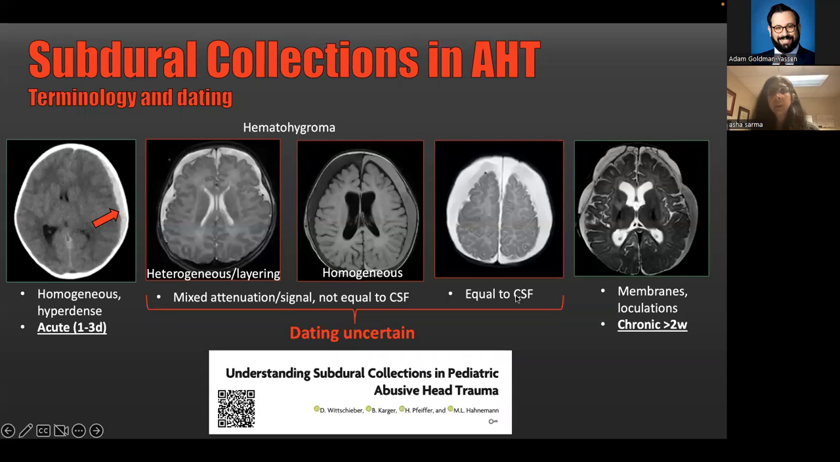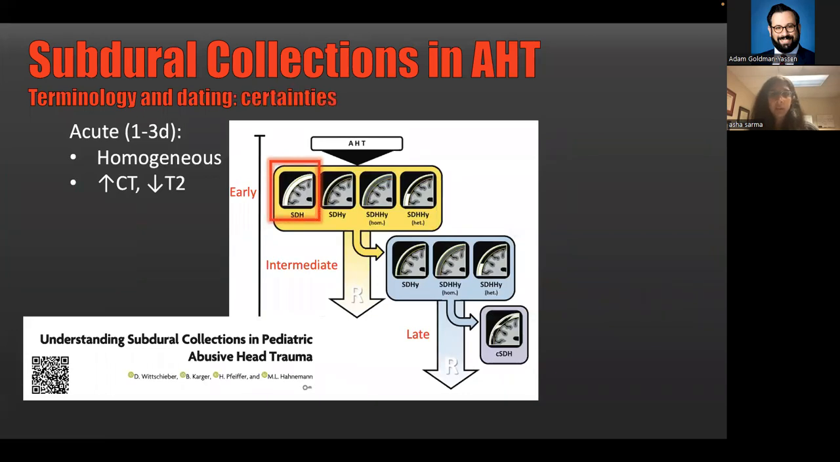Same with these. I sometimes have seen these called chronic subdurals, which I think is something that we're used to saying more in adult patients, but in this setting, these ones are, for all intents and purposes, completely equal to CSF, and in this scenario could be acute just from arachnoid tearing without significant hemorrhage. So this is just a summary of some nice diagrams that they have in that article.